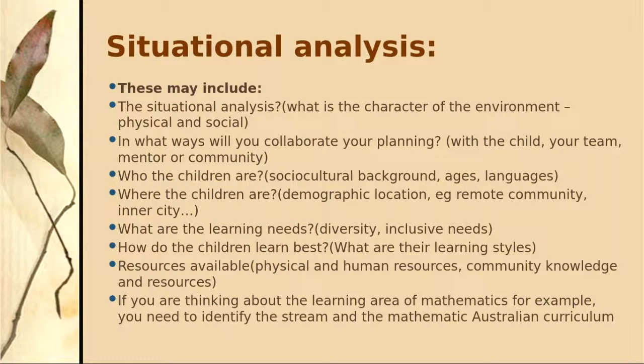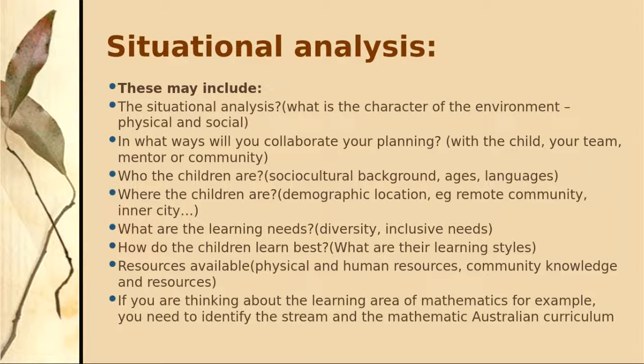And then for the second assignment, you need to explicitly show that you've considered those things, and what are the learning needs, the diversity and inclusive needs of the children that you've observed. That needs to be explicit in your planning, and that needs to be included in your situational analysis. So how do the children learn best? What the learning styles are. Resources available in the physical environment, what resources, community knowledge that are being utilized in that setting.